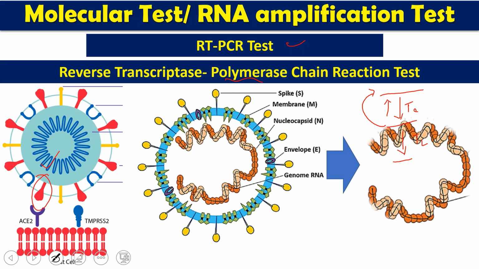So what are we going to do? We are going to separate, purify and extract the RNA from this virus. So RNA has been extracted. Now this RNA will be used for the conversion to DNA.